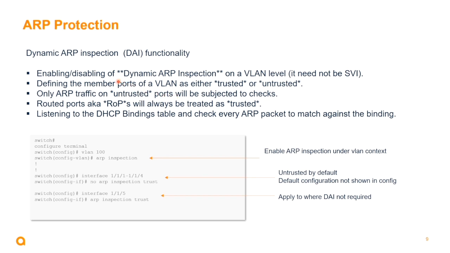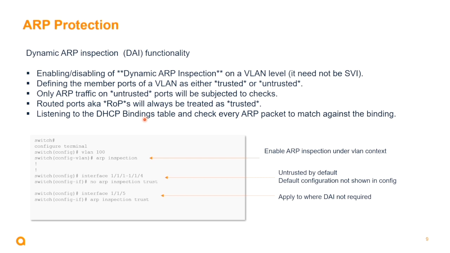You can enable or disable dynamic ARP inspection at a VLAN level. You define the ports of that VLAN as either being trusted or untrusted. We only check for ARP inspection on untrusted ports. Routed ports or routed-only ports will be treated as trusted, and we don't carry out checks on those. And we use the existing binding table to carry out checks on the ARP.